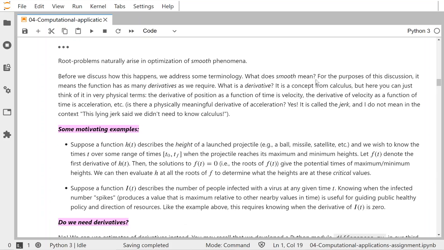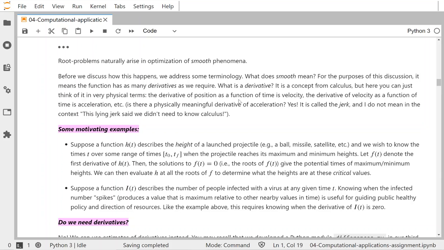What does smooth mean? For the purposes of this discussion, it means that the function has as many derivatives as we require. What is a derivative? It is a concept from calculus. We've certainly talked about this in the third computational module in the Part C lecture notebook, but if you've forgotten, you might want to go review that. Here you can just think of it in very physical terms.